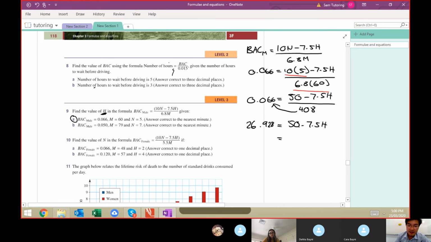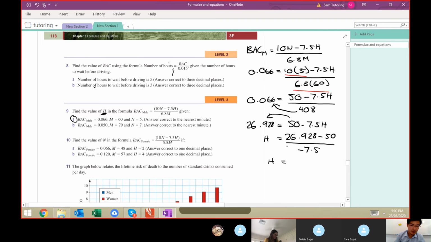And then at this stage, I think the algebra is fairly simple. You move the 50 across, and then you divide by negative 7.5. I'll show you full working out. And to know if you've done it correctly, there's no such thing as negative time. So that's how you know if you've done it correctly or not.